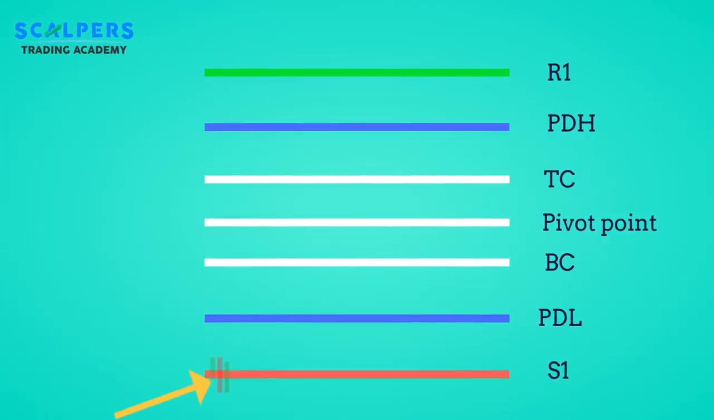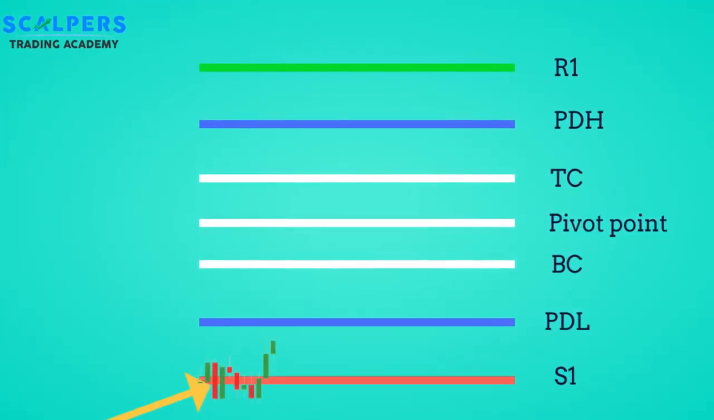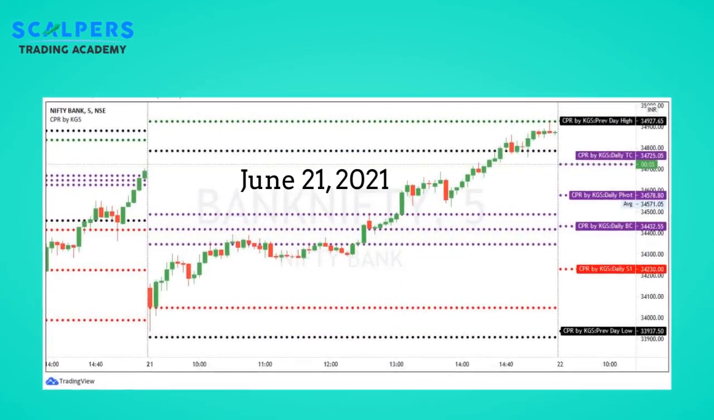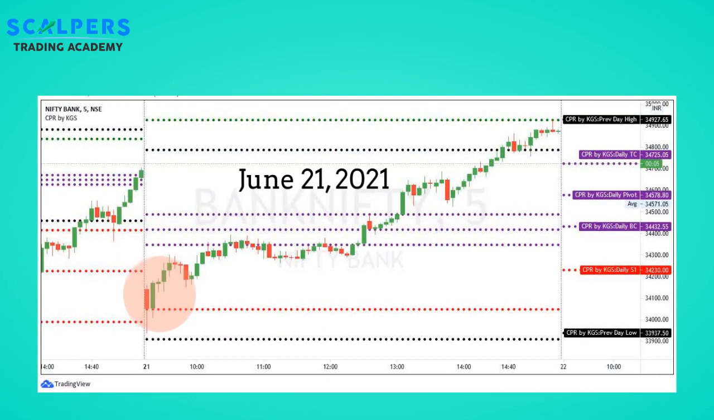If the opening first 3-5 minutes candles are around previous day low and S1, with continuous green candles, there are higher chances for the candles to reverse and get attracted to that day CPR levels. Here also, see here, on June 21st in Banknifty, the candles opened below previous day low and S1, and the candles rejected S1, and immediately reached CPR.